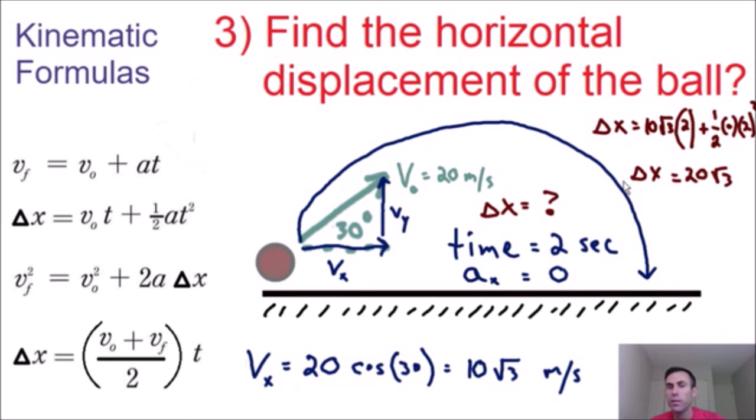Our units of distance are in meters. We've got to keep our units consistent. So our delta x is equal to 20 times the square root of 3 meters. So this is the total distance that this ball traveled in the horizontal direction.